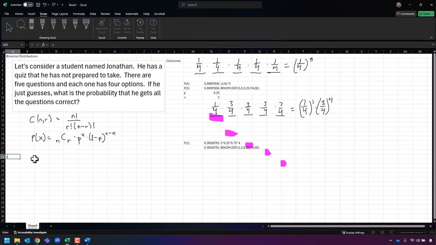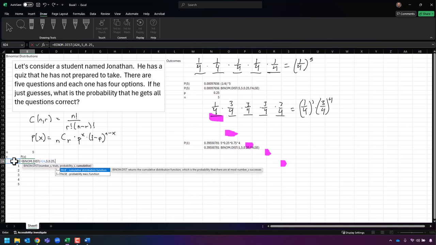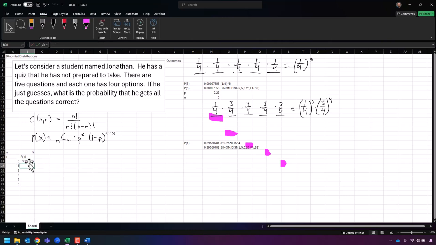Say I got an x and I can have 0 successes, 1 success, 2, 3, 4, or 5. My n here is 5, but I can find p of x using a binomial distribution here. Oops, binomial distribution. And I'm going to choose the input here as this. I'm going to say the number of trials is 5. The probability of success is 0.25. And I'm going to say false, because that gives me the probability of this exact one.